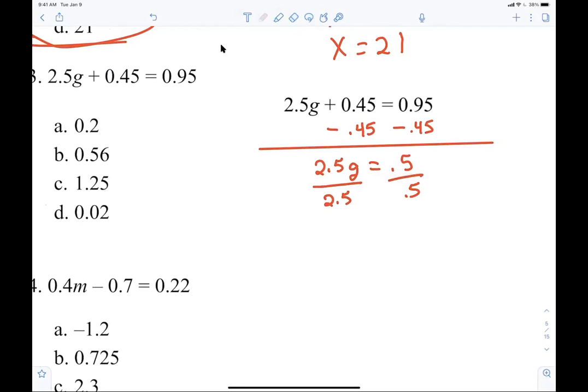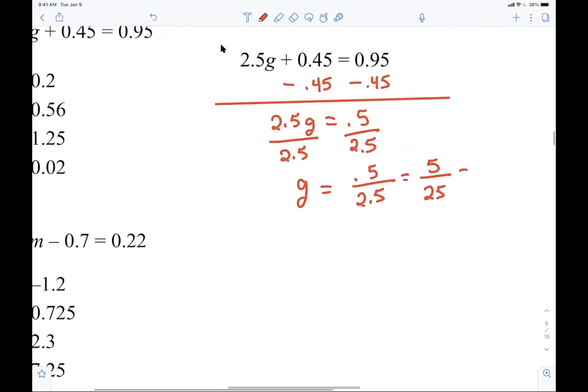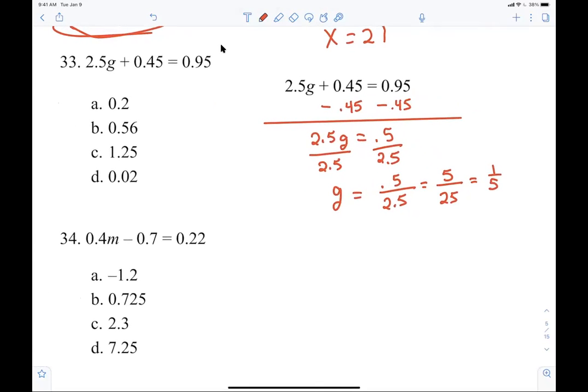All right, so everybody should be here now. Now, how many places do I have to move the decimal? So I have 0.5 over 2.5. If I move it over once, that becomes 5 over what? 25, which is what fraction? 1/5. Now, come on, I've taught you a lot this year. You should be able to tell me what 1/5 is as a decimal. 0.2. All right, 1/5 is 0.2.